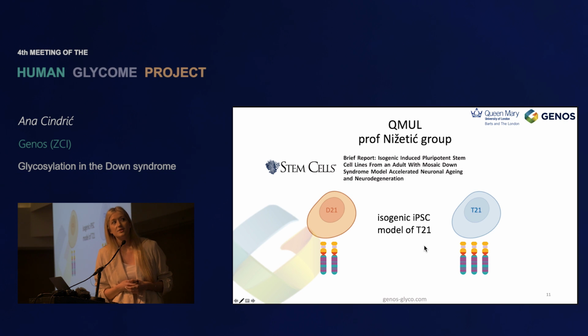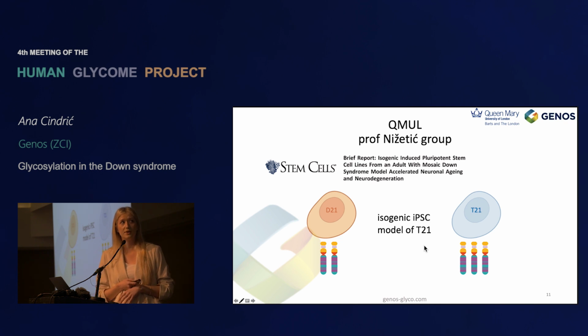And why are they isogenic? Well, because they had an adult with mosaic Down syndrome, which means that some of this person's cells had 2 copies of chromosome 21, and some of their cells had 3 copies of chromosome 21. But otherwise, they had the same genome, of course, because they're from the same person. And they managed to establish this isogenic model.